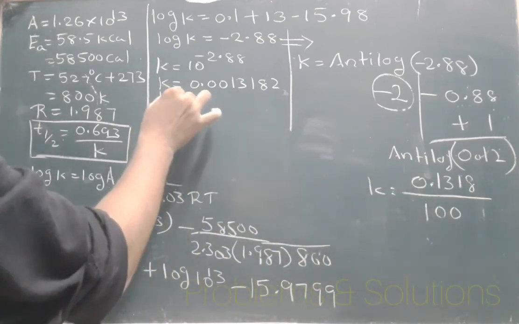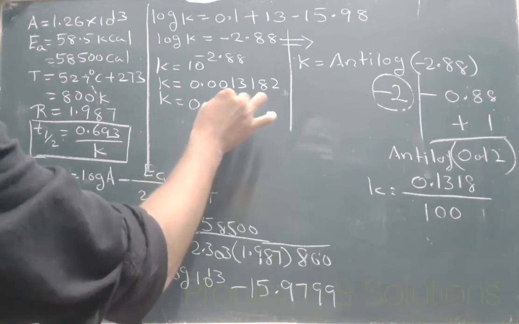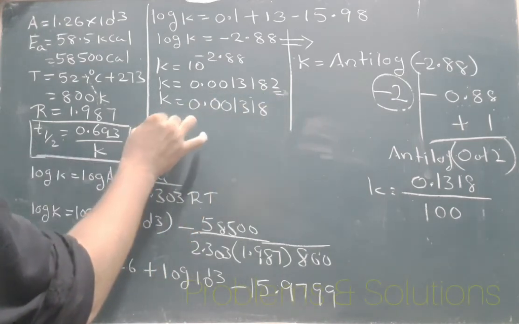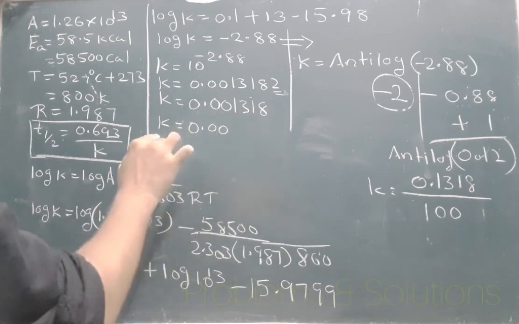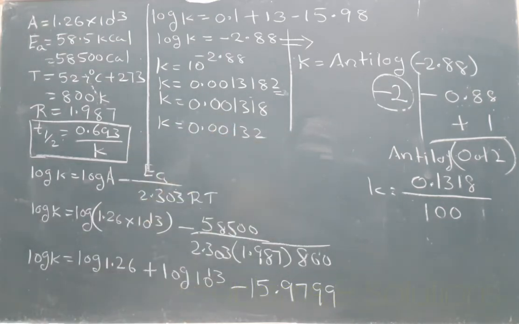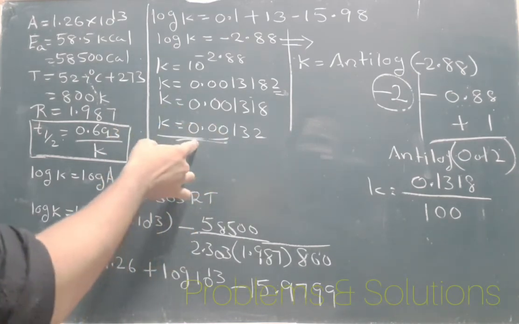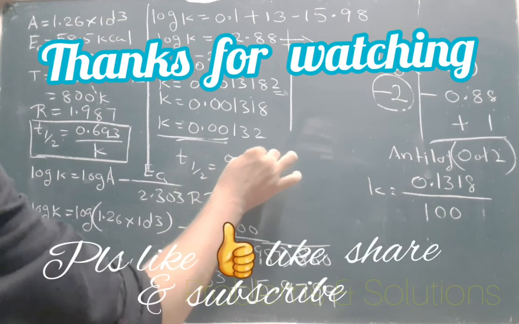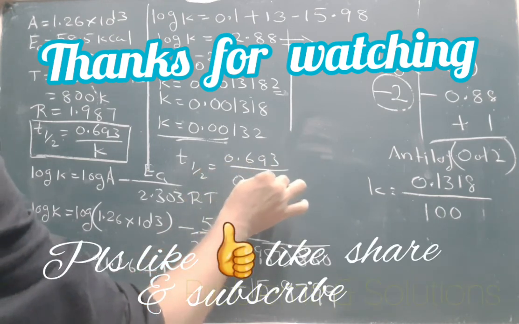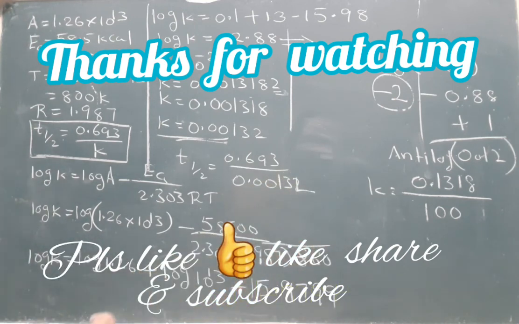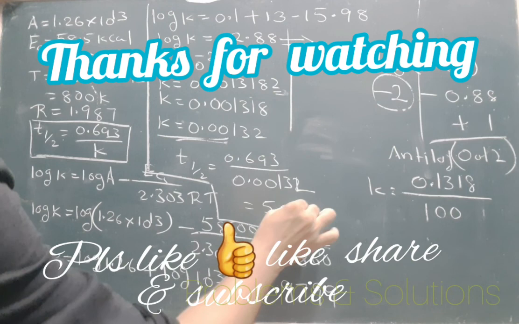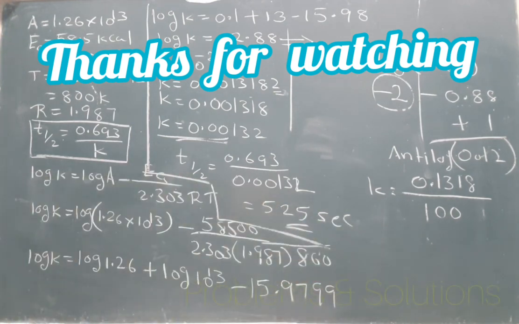What is the k value here? 0.001318, which is almost equal to the previous value, except at the 8th digit, right? So I'll just round it up, and I'll take k is equal to 0.00132. Substitute the value of k in this equation, then we will have T half is equal to 0.693 by 0.00132, right? Then our answer will be 525 seconds, right? This is the answer.